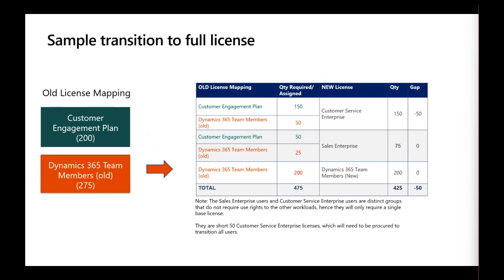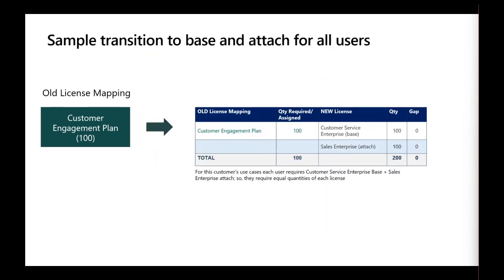In our second example, this involves transitioning from the customer engagement plan to a mix of customer service enterprise base license and the sales enterprise attached license. This is a bit more straightforward since all users in this case will be receiving the same new licenses, which will replace the customer engagement license.